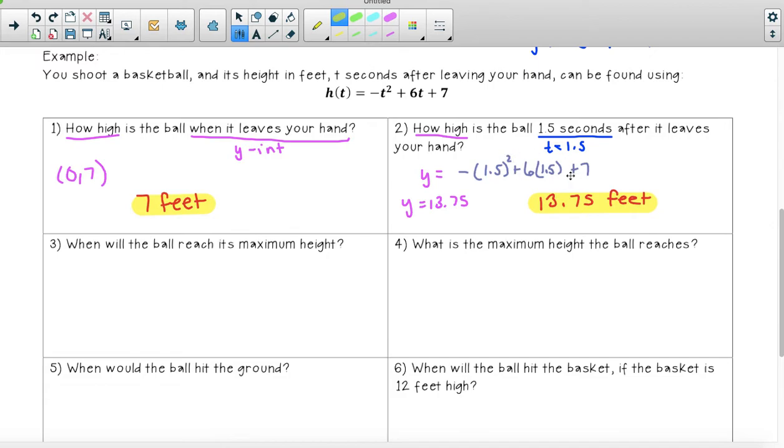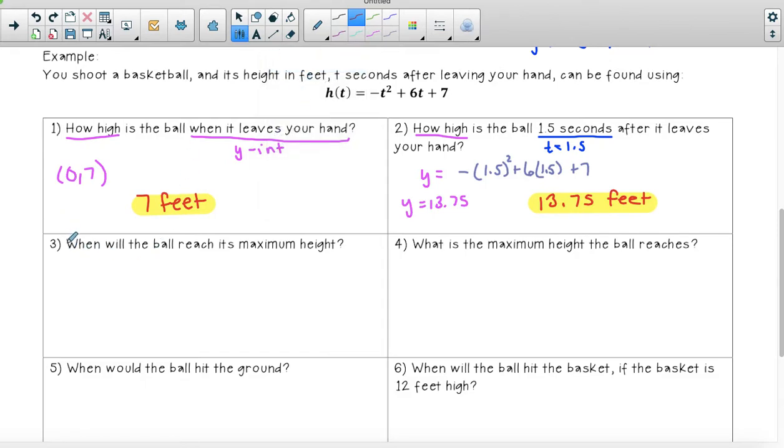Yes, I did use a calculator to calculate this value, but I did not use a graph to do this. I did negative parentheses 1.5 squared plus 6 times 1.5 plus 7, and I did use my calculator to get that value. That is perfectly acceptable.